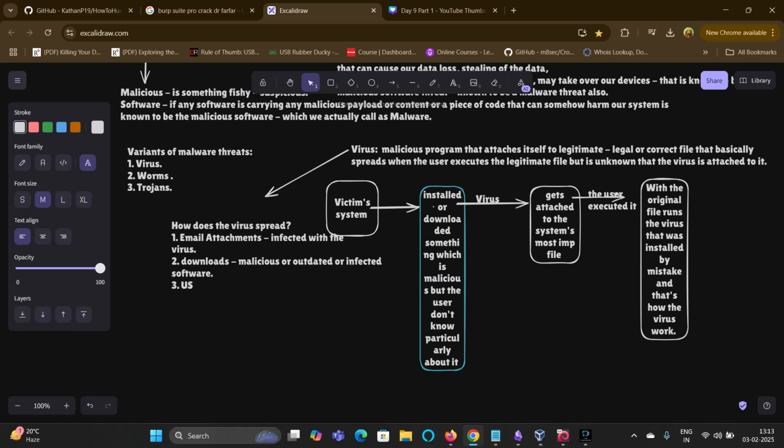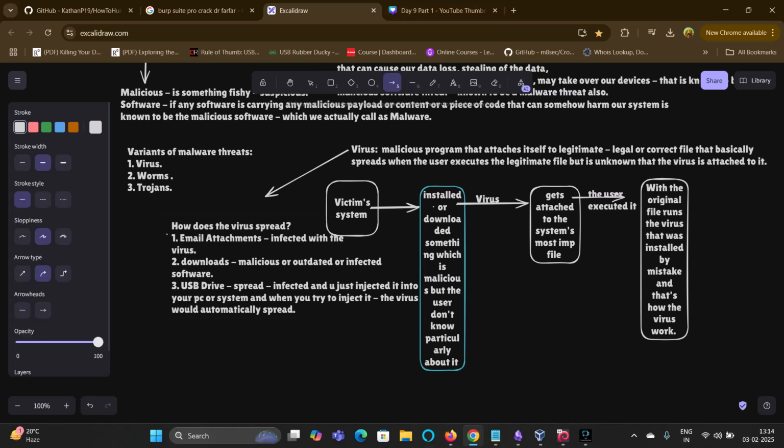Number three, you can also say USB drive. With the help of the USB drive, it can also spread into your system. Let's say your USB drive is infected, and you just inserted it into your PC or system, and when you insert it, the virus would run. The virus would automatically spread. And that's how the spread of the virus takes place into your system, and you don't even get to know how the malicious software, that is the virus, got spread into your system and is affecting it.